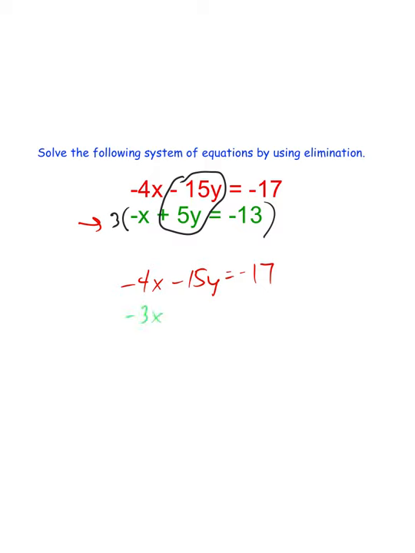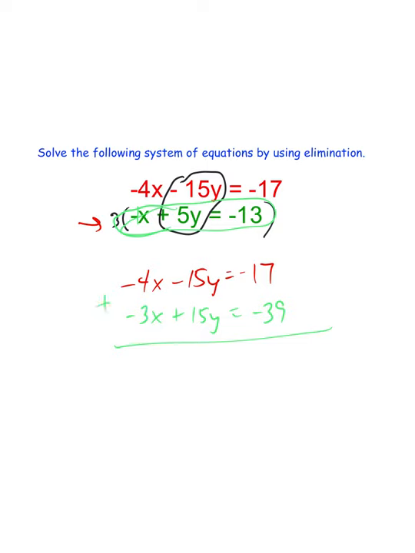So that ends up being -3x. Again, we aren't changing the sign, we're just tripling. So instead of -1x, it's now -3x. Instead of 5y, it's now 15y. And instead of -13, it's -39. So again, you have to triple the whole equation there. So just a reminder with that.